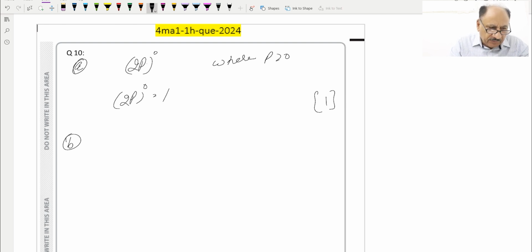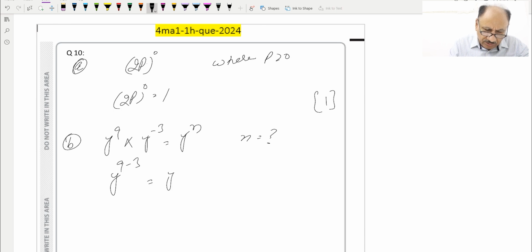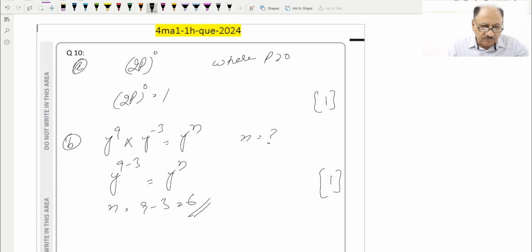And B part, they're saying y raised to power 9 into y raised to the power minus 3 is equal to y raised to power n, and find the value of n. So n we need to find. We can combine these two by the indices rule. So y raised to 9 minus 3 is equal to y raised to n, which implies n is equal to 9 minus 3, which is equal to 6. So 6 will be our answer, and this is also a 1 mark part. For a 1 mark part working is not required, but I'm showing it for your explanation.